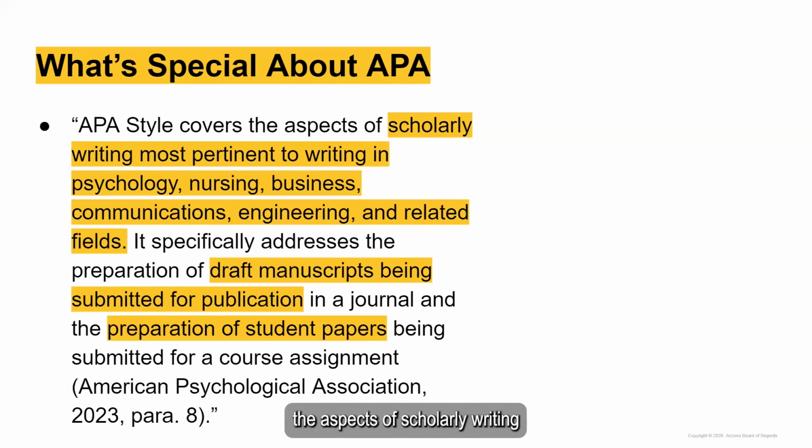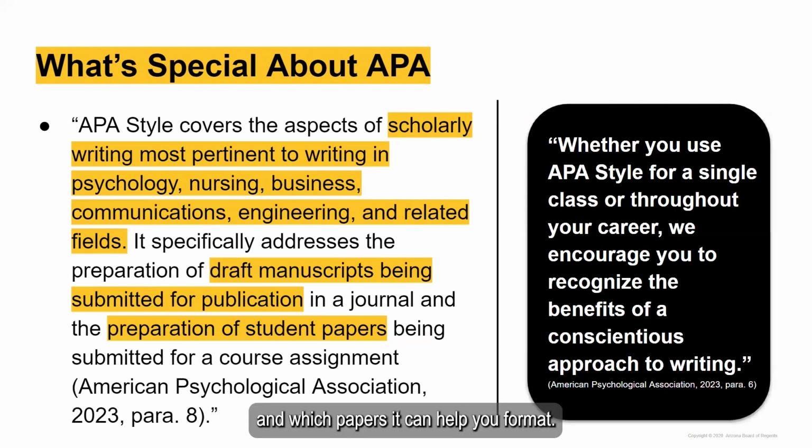APA style covers the aspects of scholarly writing most pertinent to writing in psychology, nursing, business, communications, engineering, and related fields. It specifically addresses the preparation of draft manuscripts being submitted for publication in a journal and the preparation of student papers being submitted for a course assignment. We can see here which fields often use APA and which papers it can help you format.